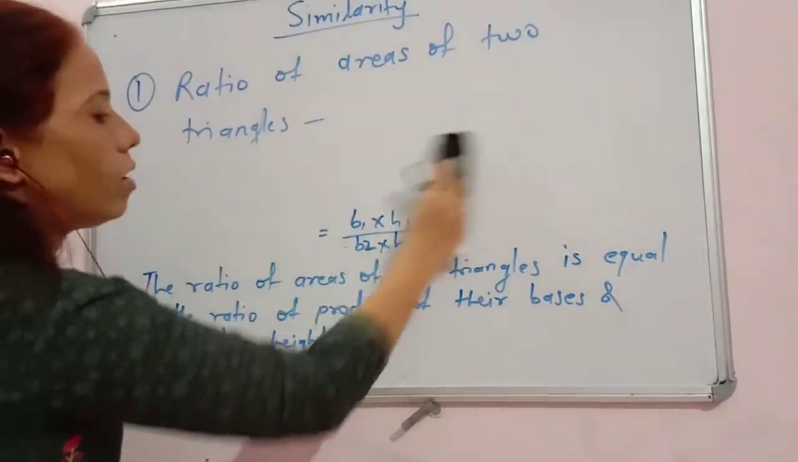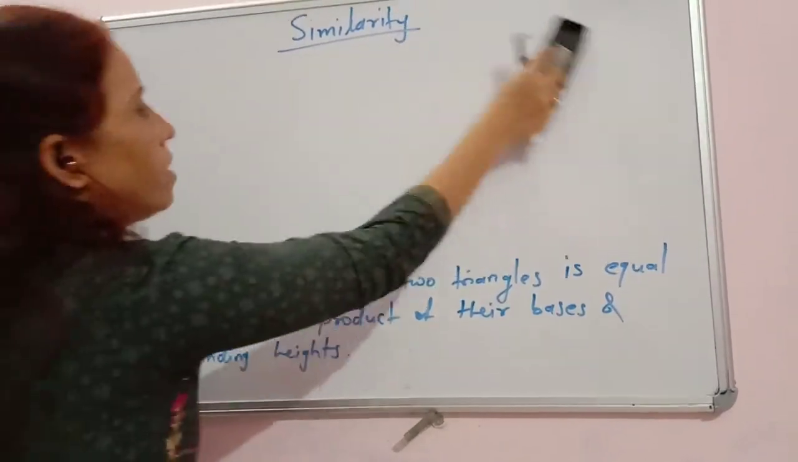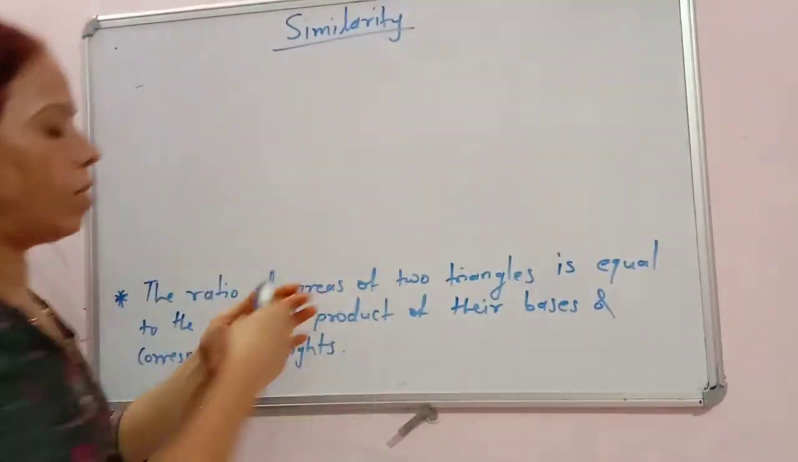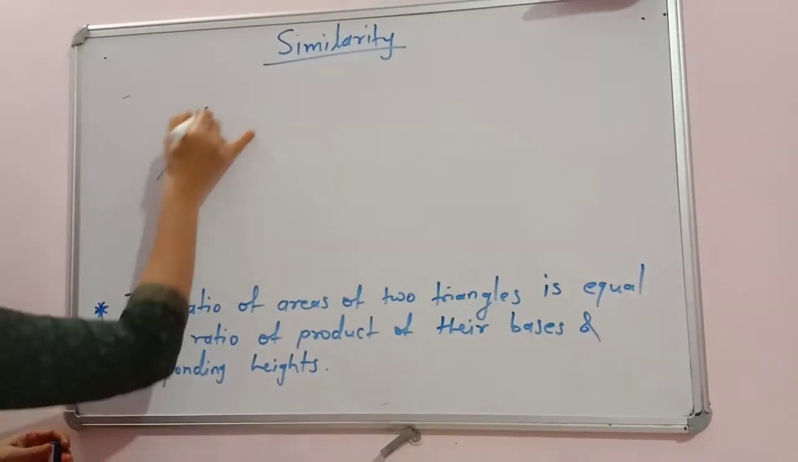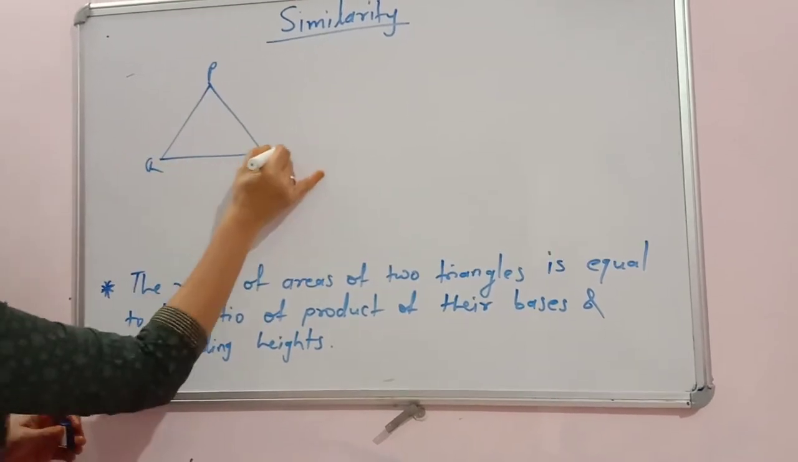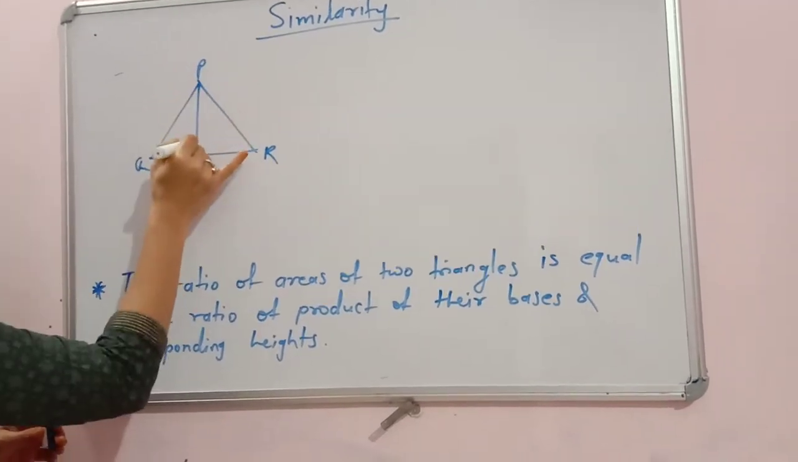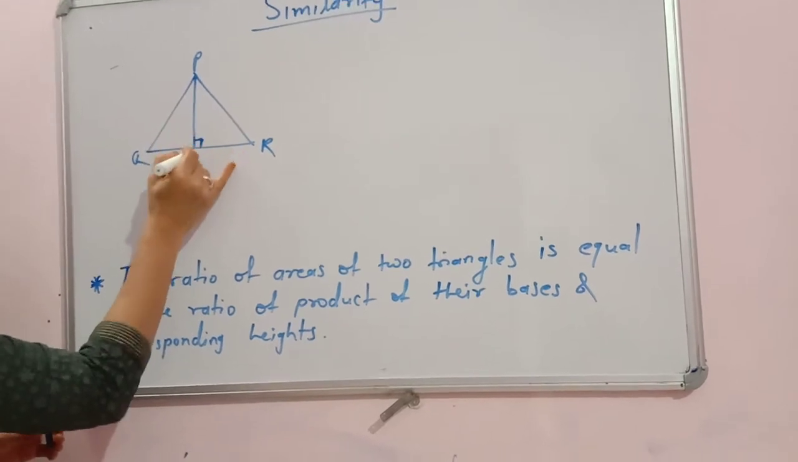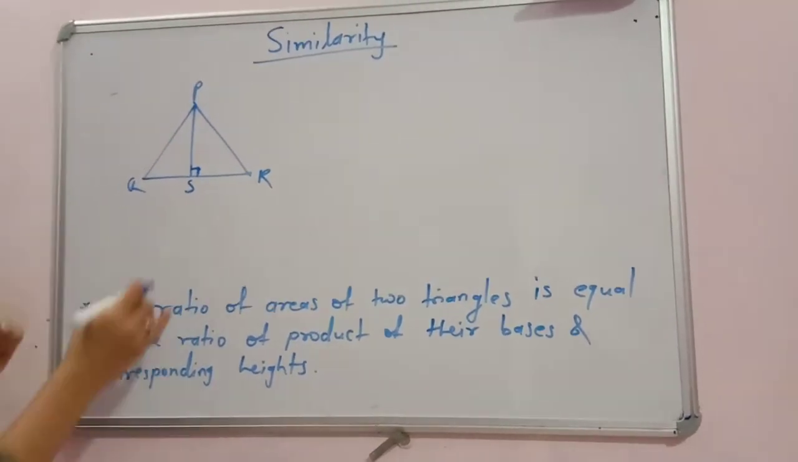I will draw a figure, then you can understand it well again. For example, if it is triangle PQR, and this is the height, if I have drawn a perpendicular here, then PS is the height, and what is the base?